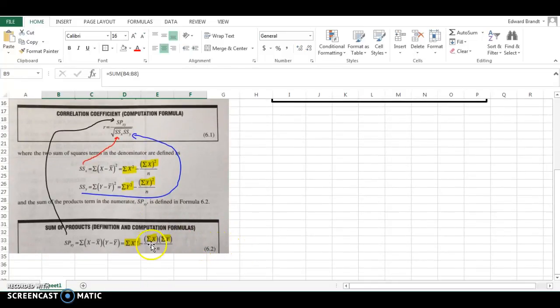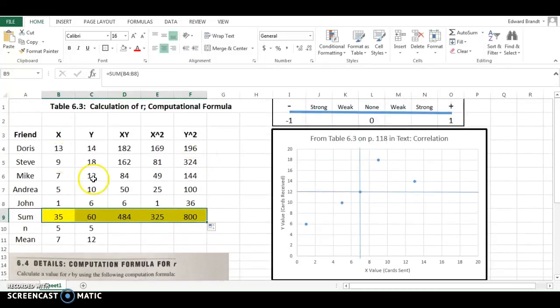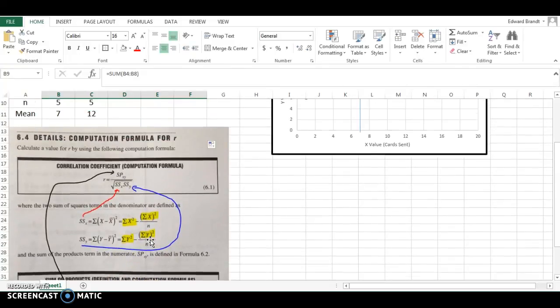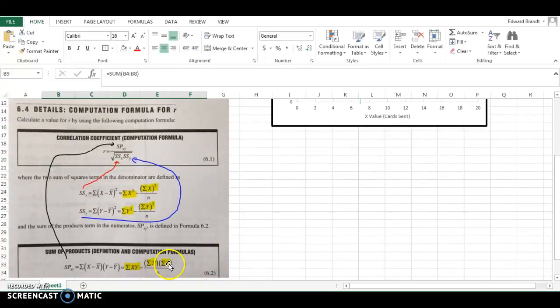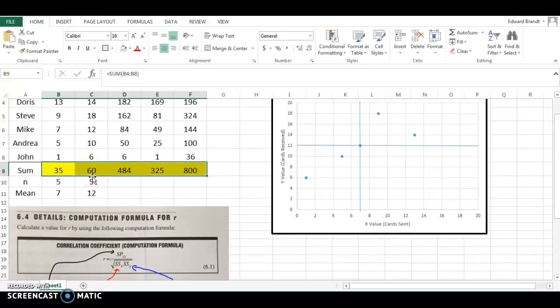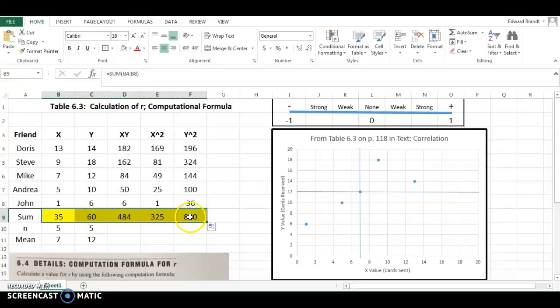Okay? So take your time, walk through it, but then plug them in appropriately. So for this value here, I get it from here, the 484. The sum of the x's, I can get from here, 35. The sum of the y's, I can get here, the 60, and so on. So now that you have all the information there, it's a lot easier to plug in. I highly recommend you using this for item number 6.7 in the text.